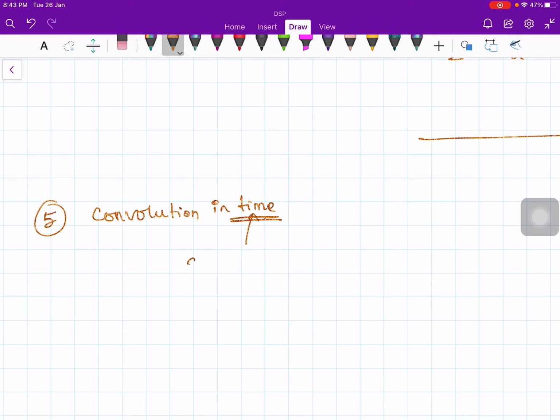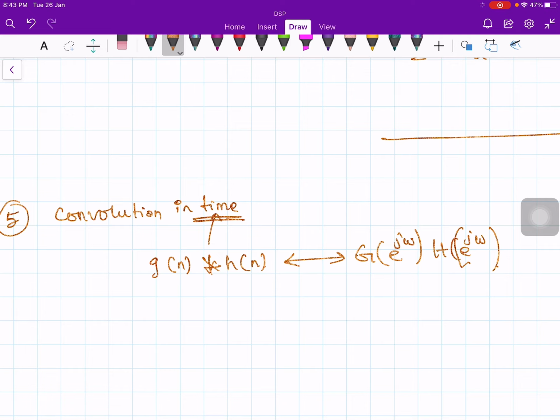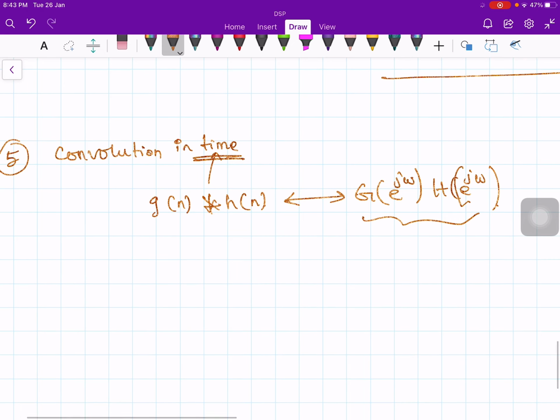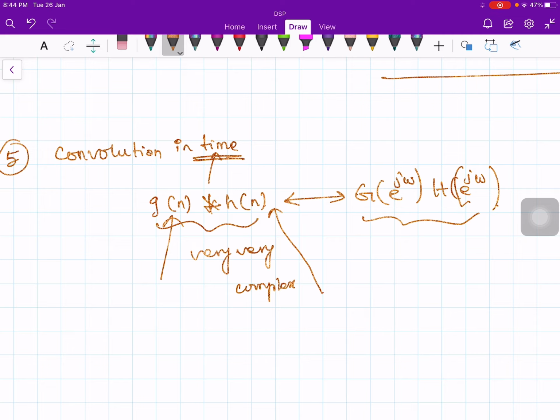So convolution in time says you take two sequences g of n and h of n, convolve with each other, and then in the frequency domain, this is simply the multiplication, G of e to the j omega, H of e to the j omega. So this is a very, very important property, and one of the important advantages that you gain by going to the frequency domain. This multiplication provides a great simplification. Working out the convolution in the time domain, as you have realized, is not a very simple matter. This is very, very complex in the time domain. But the moment you move on to the frequency domain, if you know the DTFT, the discrete time Fourier transform of g of n and of h of n, then you simply multiply and that will give you the convolution.